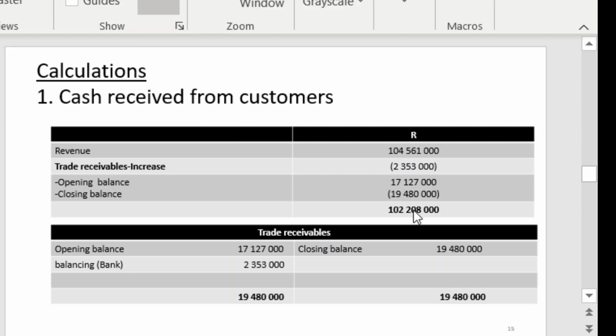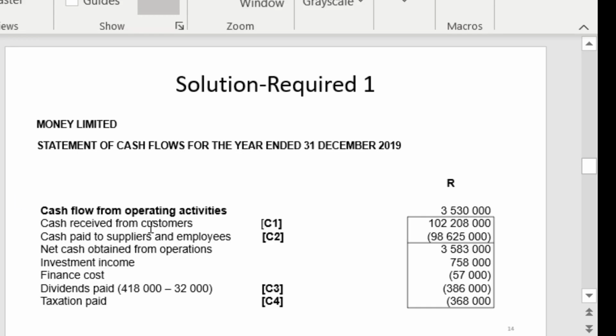Now that we have calculated the cash received from customers, this amount will be disclosed under cash flows from operating activities as cash received from customers. Calculation number 1, 102,208,000. The next calculation that we're going to look at is cash paid to suppliers and employees.